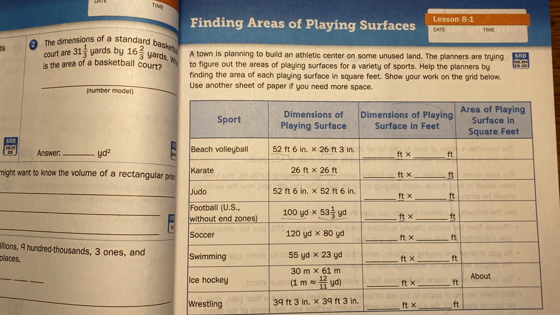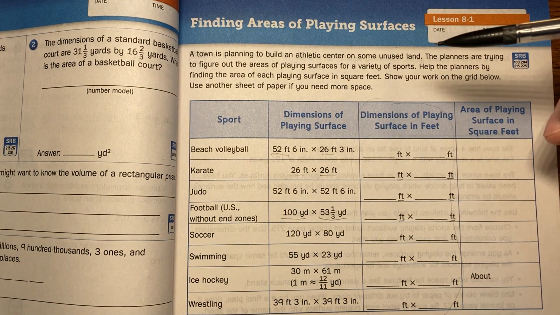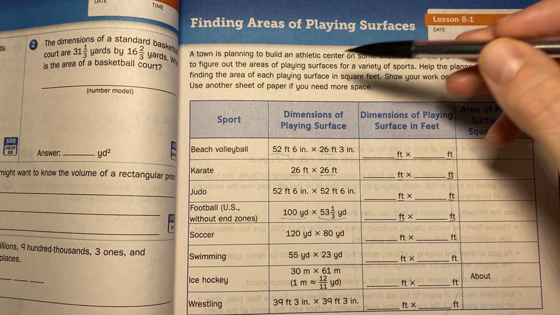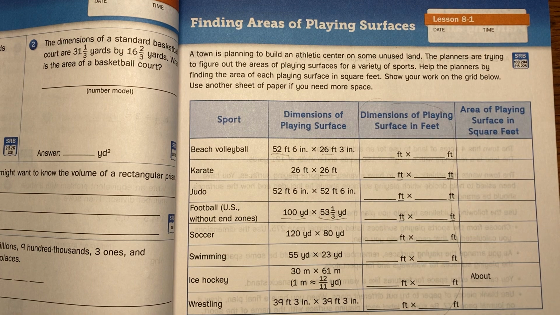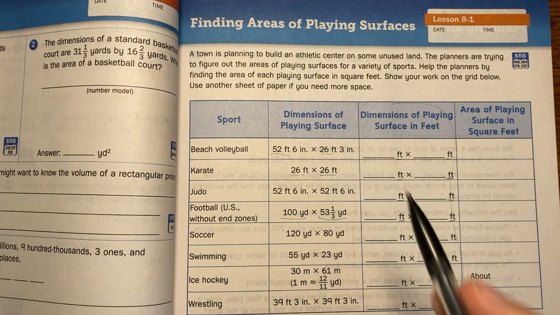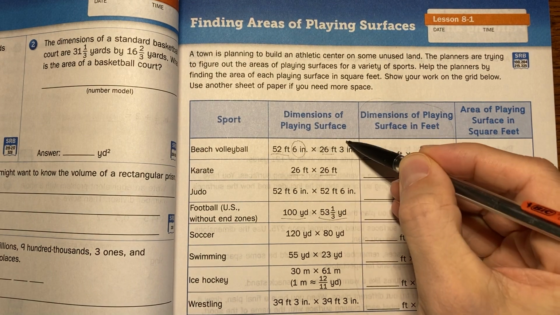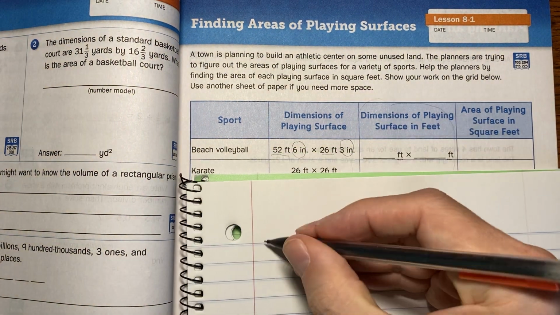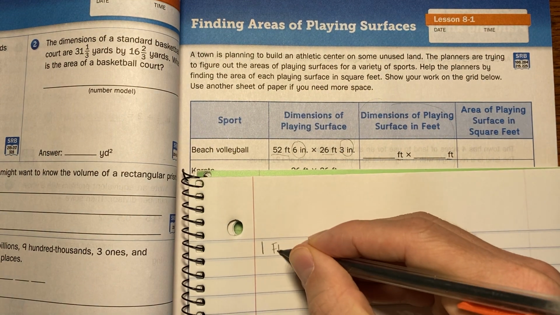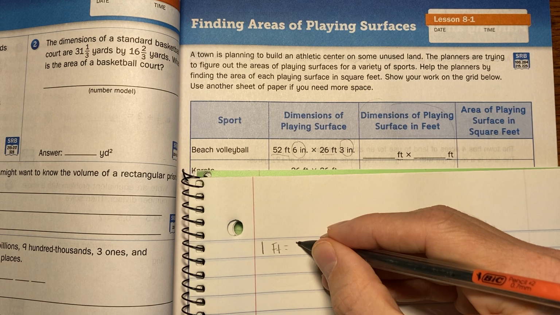So I'm going to show you how to convert these dimensions to match our plane surface, so we can find the actual area of these surfaces. Why don't we start with beach volleyball for number 1. The beach volleyball surface is 52 feet 6 inches by 26 feet 3 inches. The first thing we need to do here is convert this entirely to feet. That means instead of keeping these at inches, we're going to turn them into fractions of feet. So we know that 1 foot equals 12 inches, right?